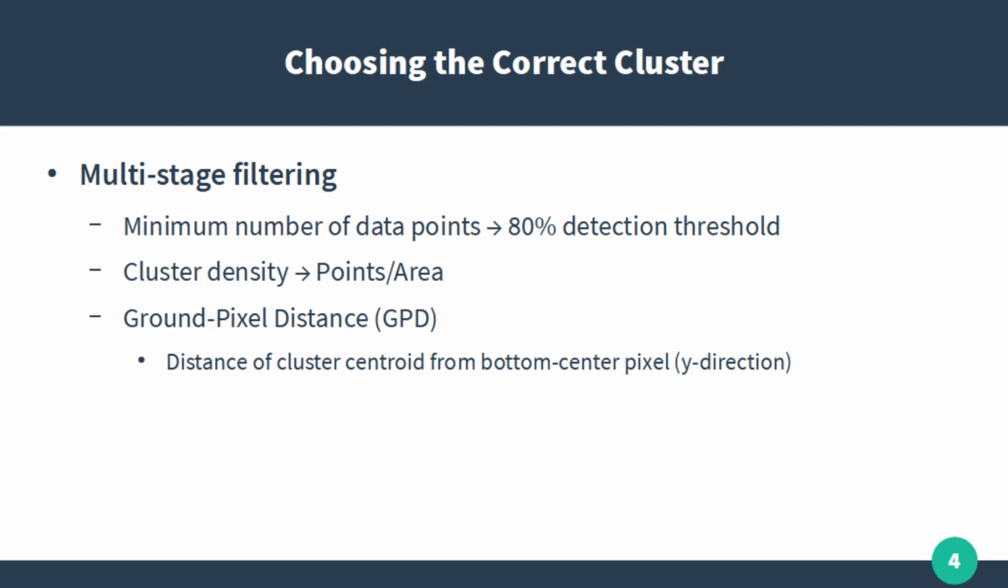Finally, if no winner was chosen in the previous stage, I compare ground pixel distance between the 2 remaining clusters. The ground pixel distance is the vertical distance, so the distance in the y direction, between the bottom center pixel and a cluster centroid. This metric was chosen to introduce a bias toward balls that are closer to the robot. So if 2 clusters are very similar in density, the one closest to the ground pixel will be chosen.